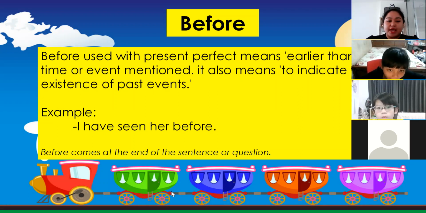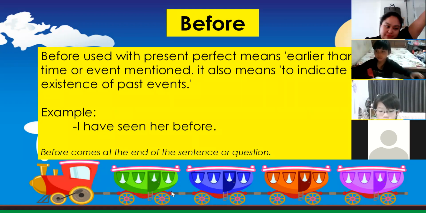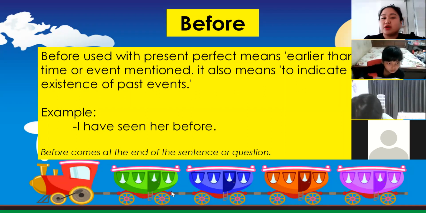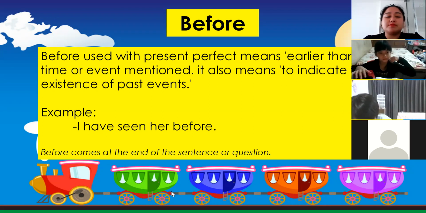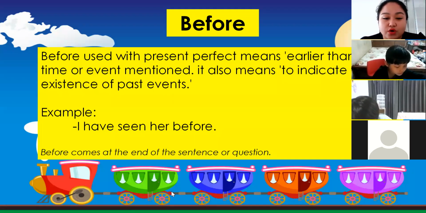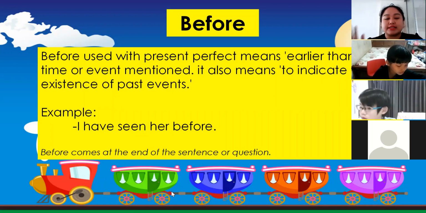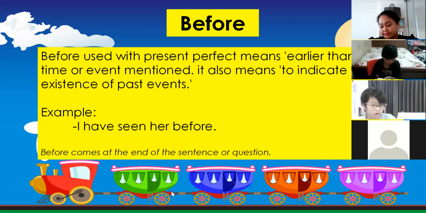Okay, example: I have seen her before. Meaning, when we use before, the action happened way back, like it happened 3 years ago, 5 months ago, 1 year ago. Now, look at this one. Before comes at the end of the sentence or question, just like the word yet, they are placed at the end of the sentence or question.